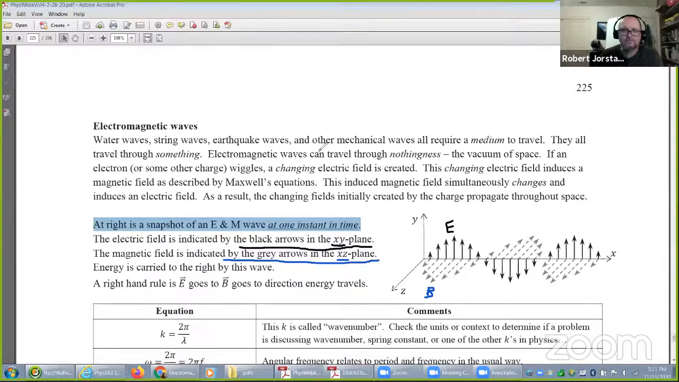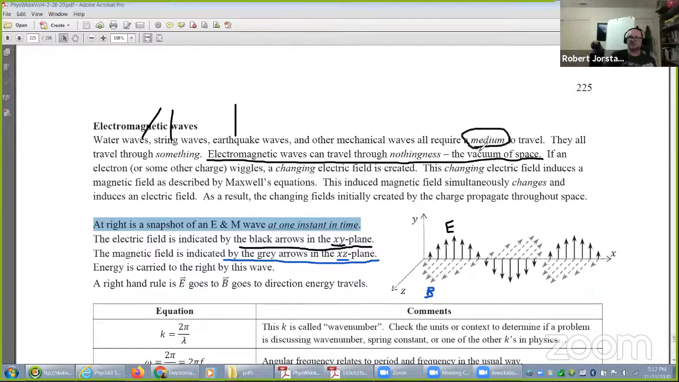Now, what's very special about this is these electromagnetic waves can travel through space, emptiness. We do not require a medium. Now, what do I mean by that? Water waves travel through water. String waves travel through string. Earthquakes travel through earth. Sound waves travel through air. All of those different types of waves require a medium to travel.